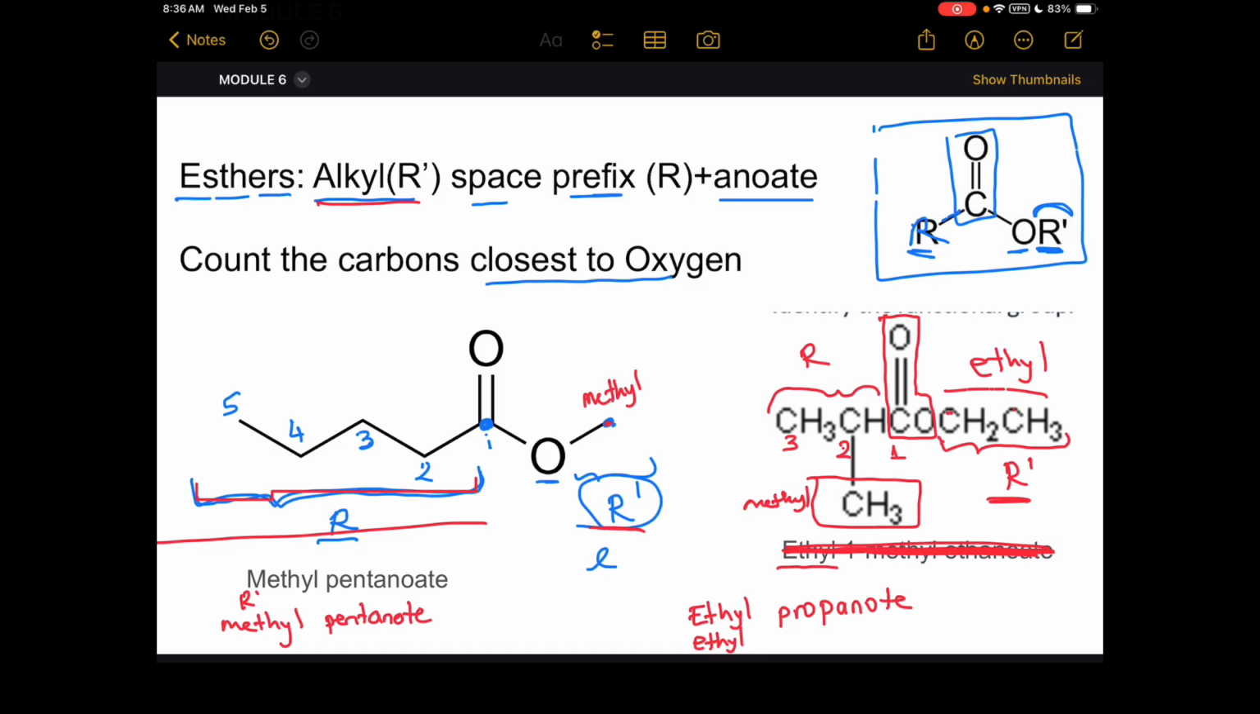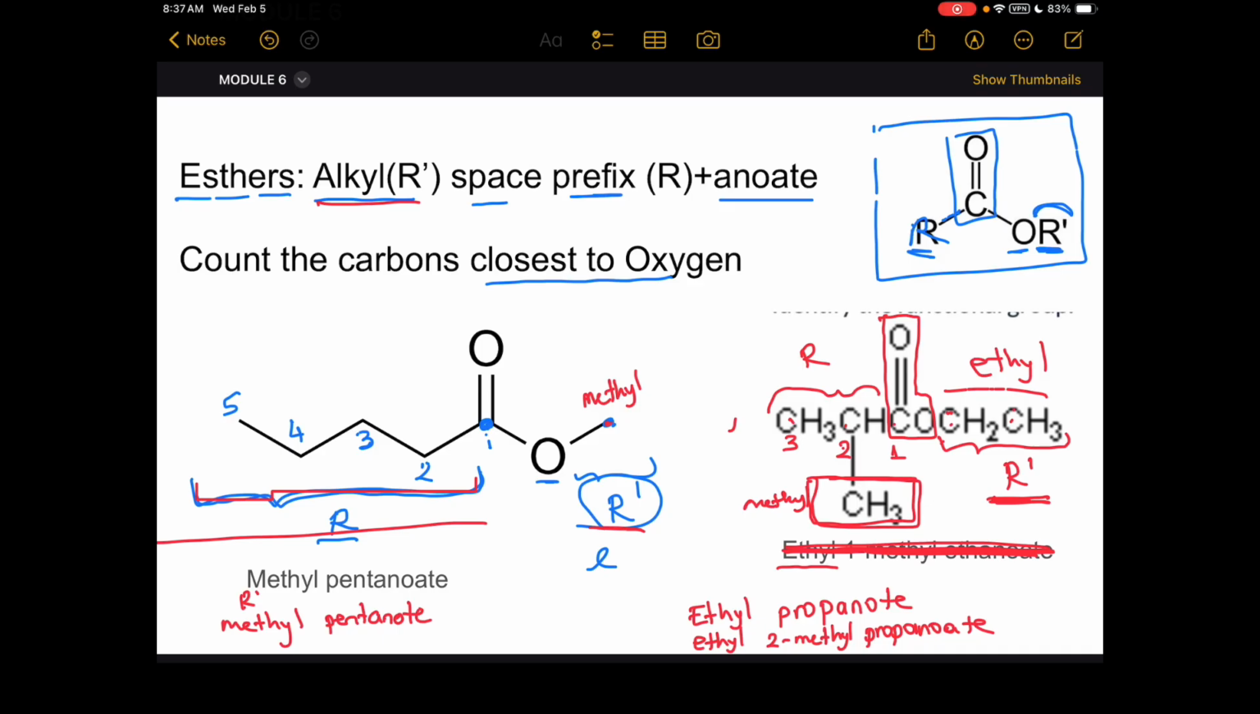Now I'm going to name the R part. So I have 2-methylpropanoate. Okay, so keep saying R group: the name of the R prime is ethyl because it has 2 carbon. Then you go into the R group. The R group has 3 carbon, that's the propanoate. But propanoate is also attached to 1 methyl group on carbon number 2. So 2-methylpropanoate is the name of this group.